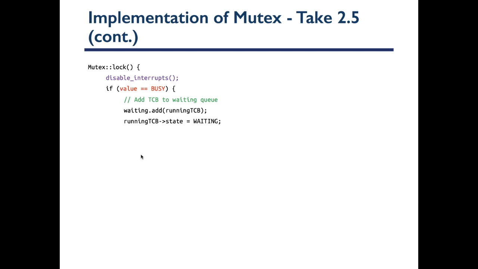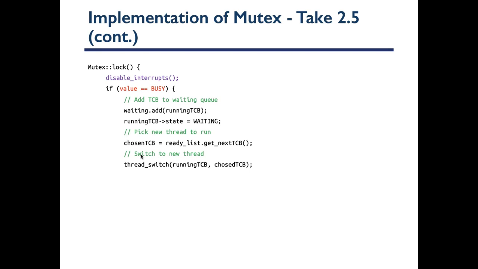Let's start looking at the lock implementation. Let's lock the mutex. We're going to disable interrupts, and at this point we have mutual exclusion. So in a uniprocessor, this is an implementation again suited for uniprocessors. We're going to check the value. If it is busy, we're going to put ourselves into the waiting queue because somebody else has it. So we will add ourselves to the waiting queue of this mutex. And then we change our state from running to waiting. And then we pick a new thread, and then we switch to that new thread. Clear?